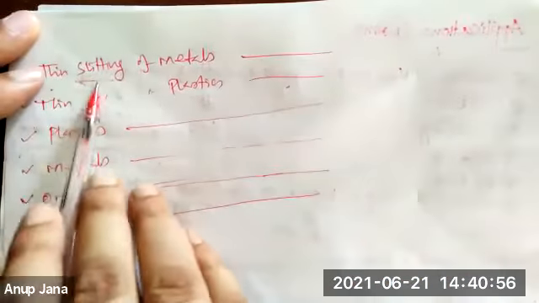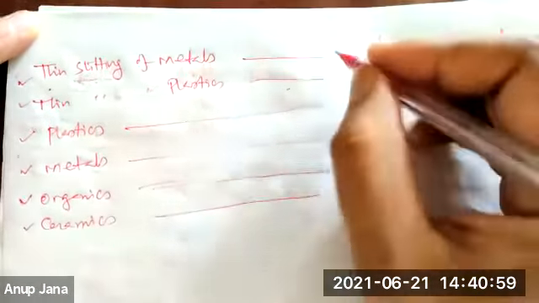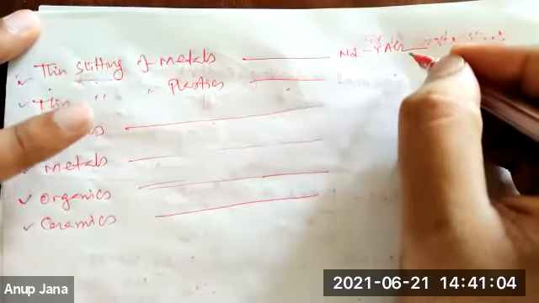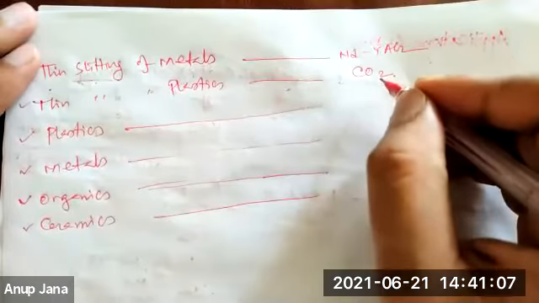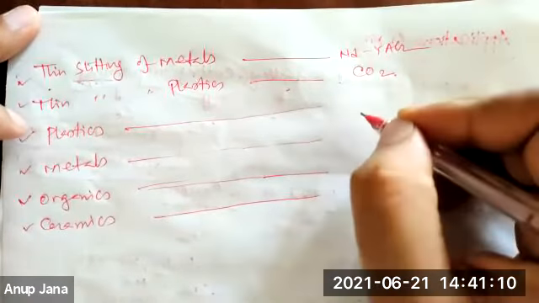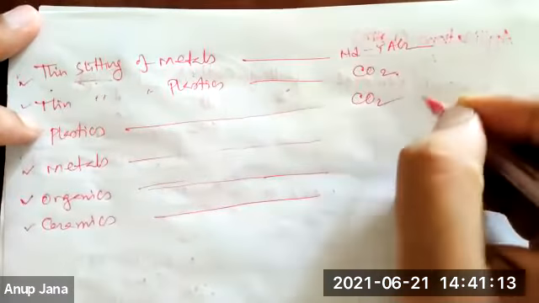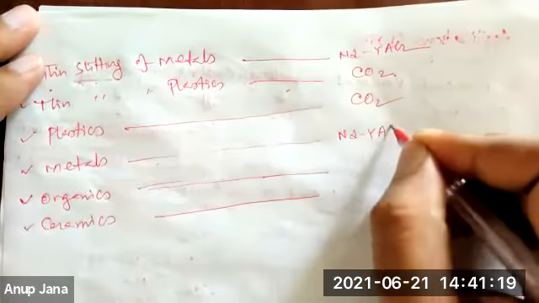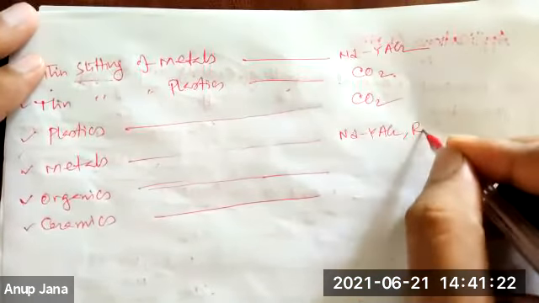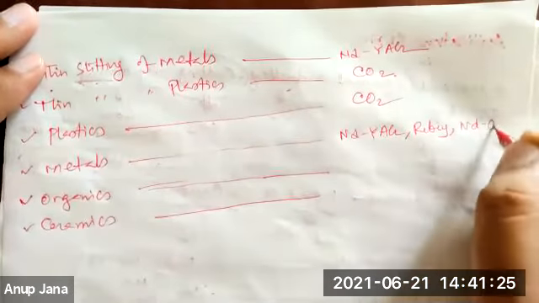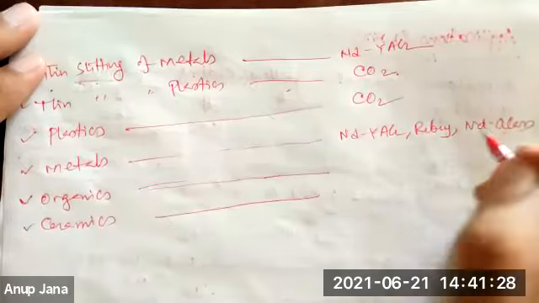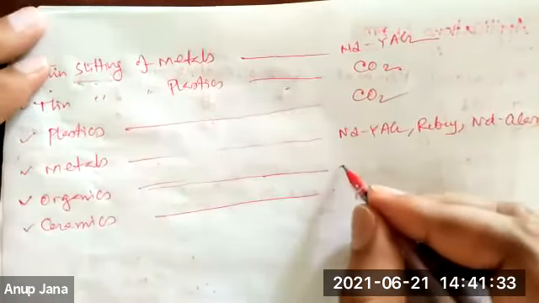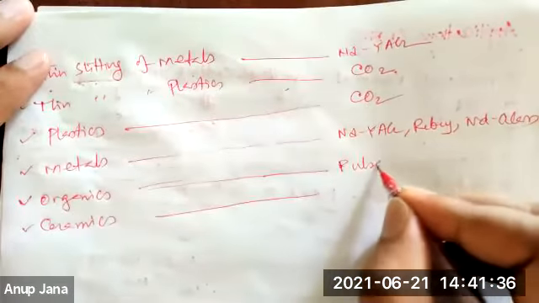If it is thin slitting of metals, then we have to use NdYAG type. If it is thin slitting of plastic, then you have to use CO2 laser. For plastics, we have to use only CO2 lasers. Now, for metals, we can use NdYAG, we can use ruby, we can use ND glass. Clear? Now, in case of organic, this is something which you have to remember. It should be pulsed CO2.